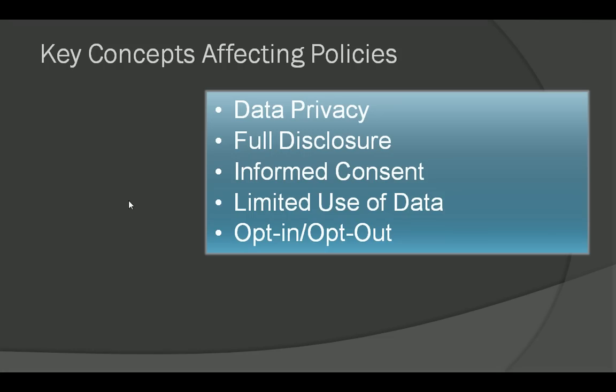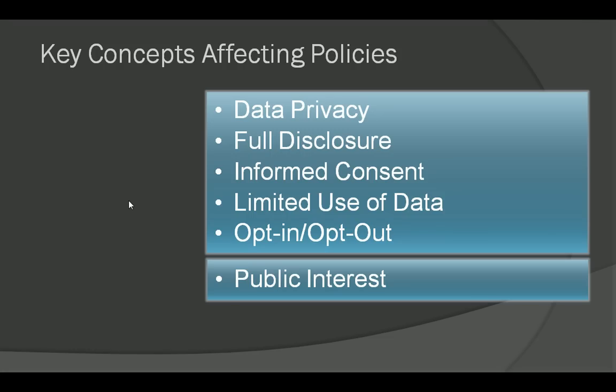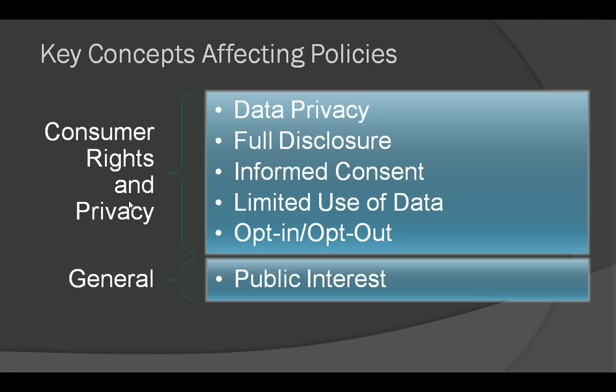So there are rules and regulations that affect that. And of course, there's public interest, which I've talked about. So these are the two categories of policies in relation to regulation: consumer rights and privacy, and then general public interest. Some policies and regulations are there just to protect the public, or in the public's interest. For example, like I said, the gas tax is in the public interest because it helps us maintain our roads, at least in theory.